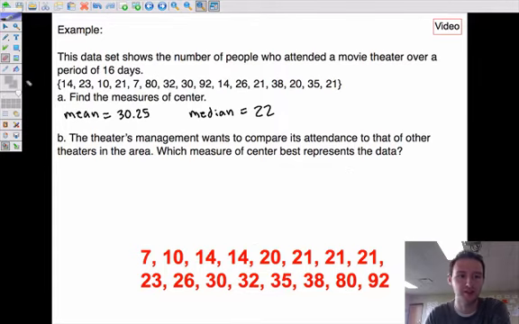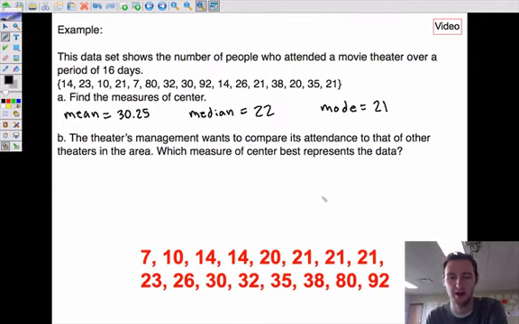And then the mode is just the most common value. So what number do we see the most of? I think mode is the easiest one. It looks like we have 3 21s. We don't have 3 of anything else. So our mode is 21. That's the computation part.